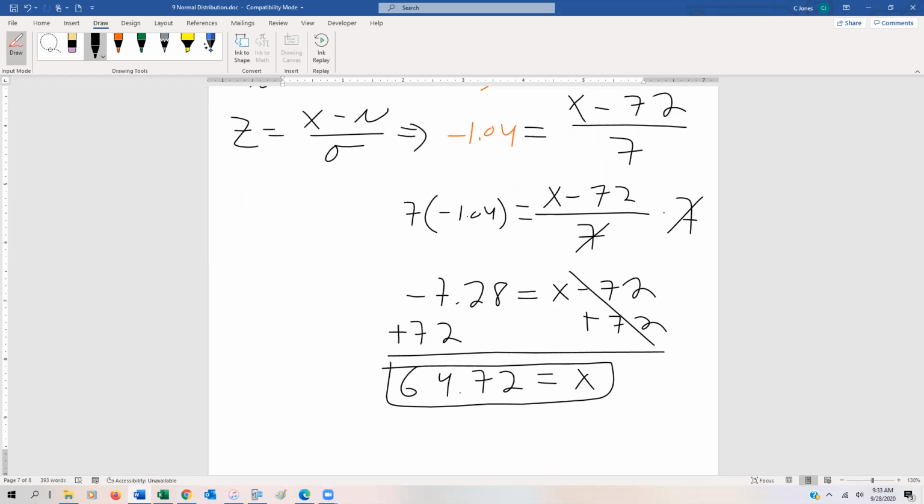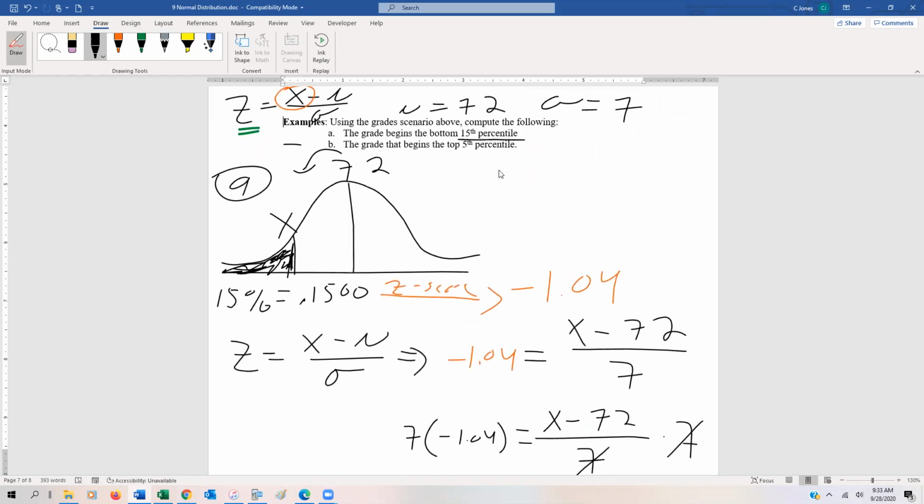And one of the last questions we should ask is, does that make sense? So let's go back up. And right here would be 64.72. And that kind of makes sense because 64 is less than 72. But it's not so far away that it will be completely unbelievable, like 5 or 10 or 15 or something like that. So just think to yourself, does it make sense?